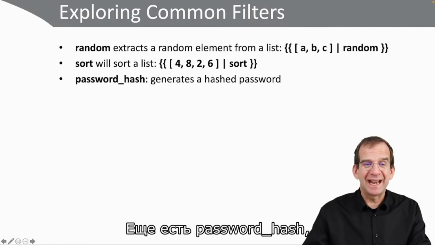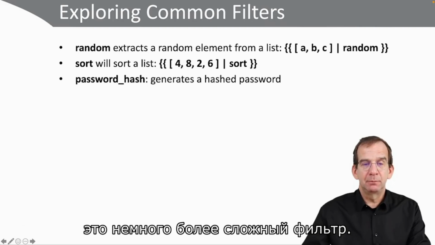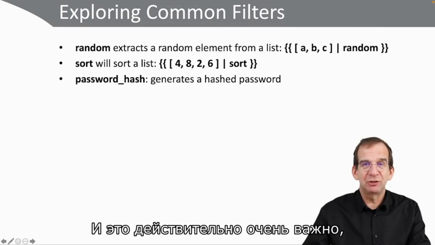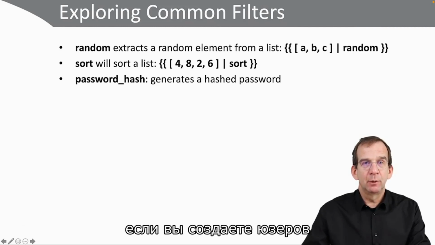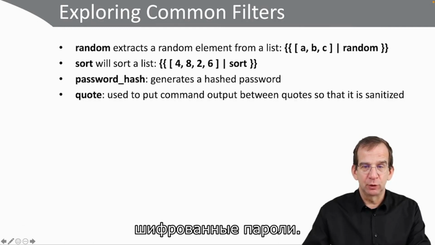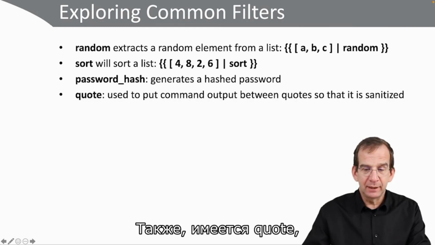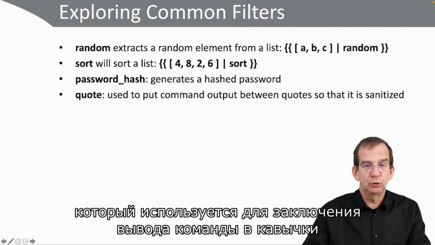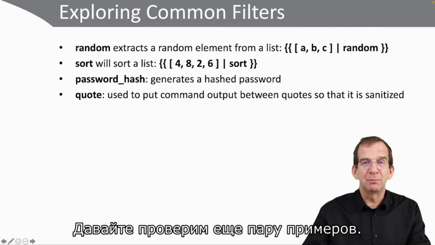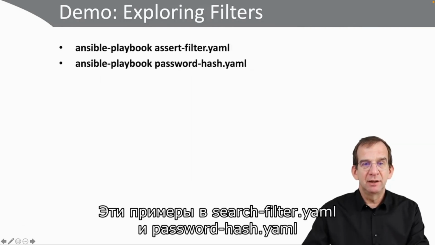And there's password hash. Password hash is a little bit more of a complex filter. It will generate a hashed password based on an input string. And that is actually pretty important if you want to create users and you want to provide these users with encrypted passwords. There is also quote. Quote is used to put the command output between quotes so that it can be sanitized. Let's go check out 2 more examples. The examples are in assert filter and in password hash. Let me show you.